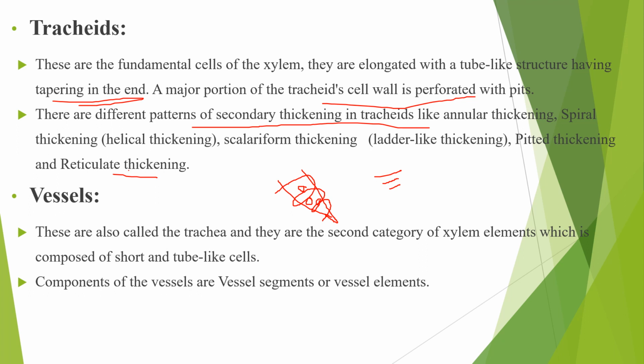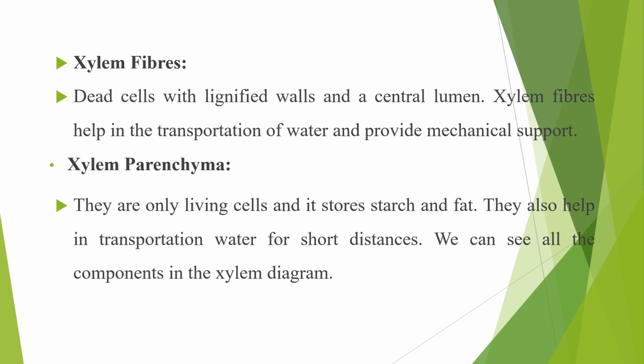Then vessel, it is also called trachea. They are the second category of xylem element, which is composed of tube-like cells. Components of vessels are vessel segment and vessel element. So it is a tube-like structure. Then xylem fiber, they are dead cells with lignified walls. That means their cell wall has lignin and a central lumen. Xylem fiber helps in transportation of water and provides mechanical support.